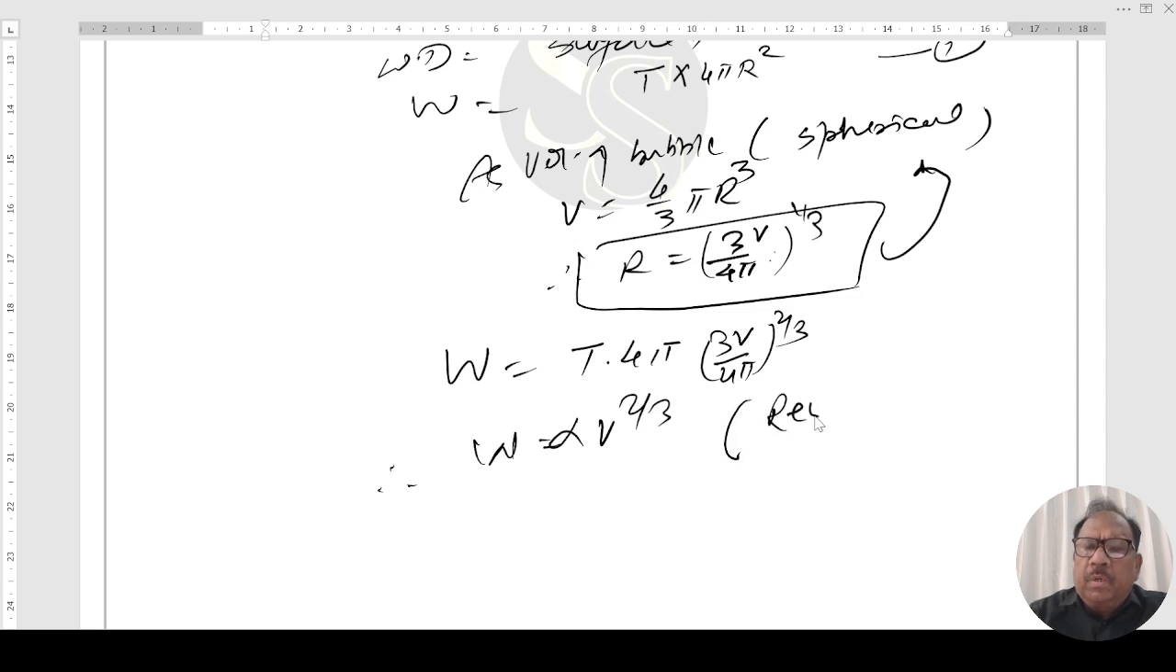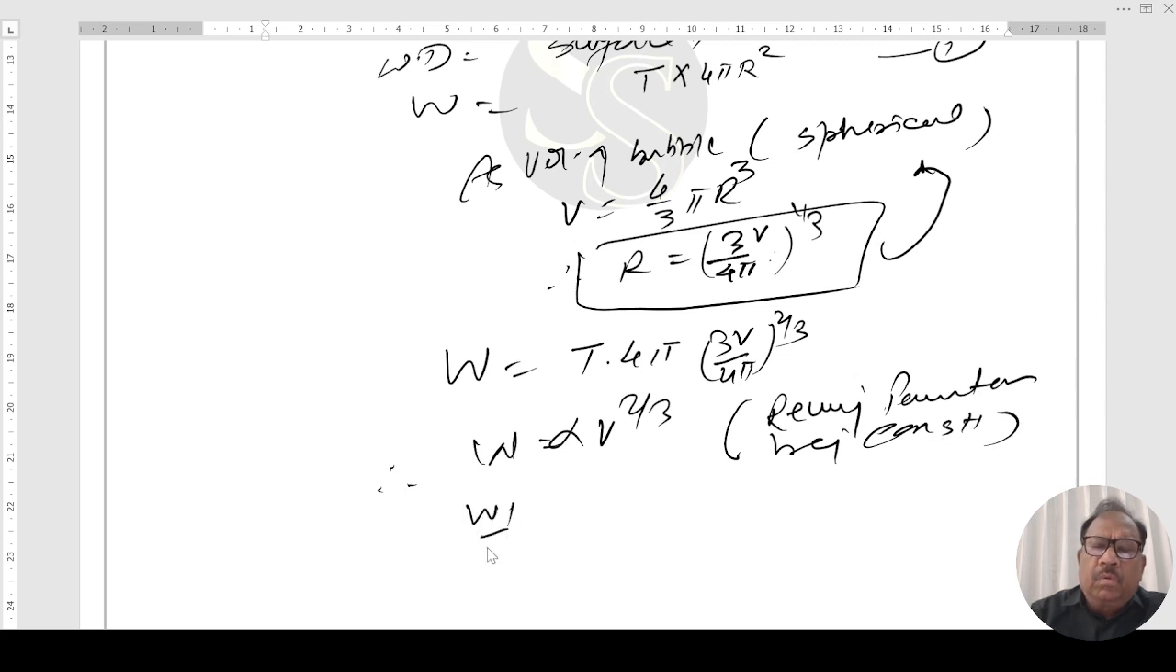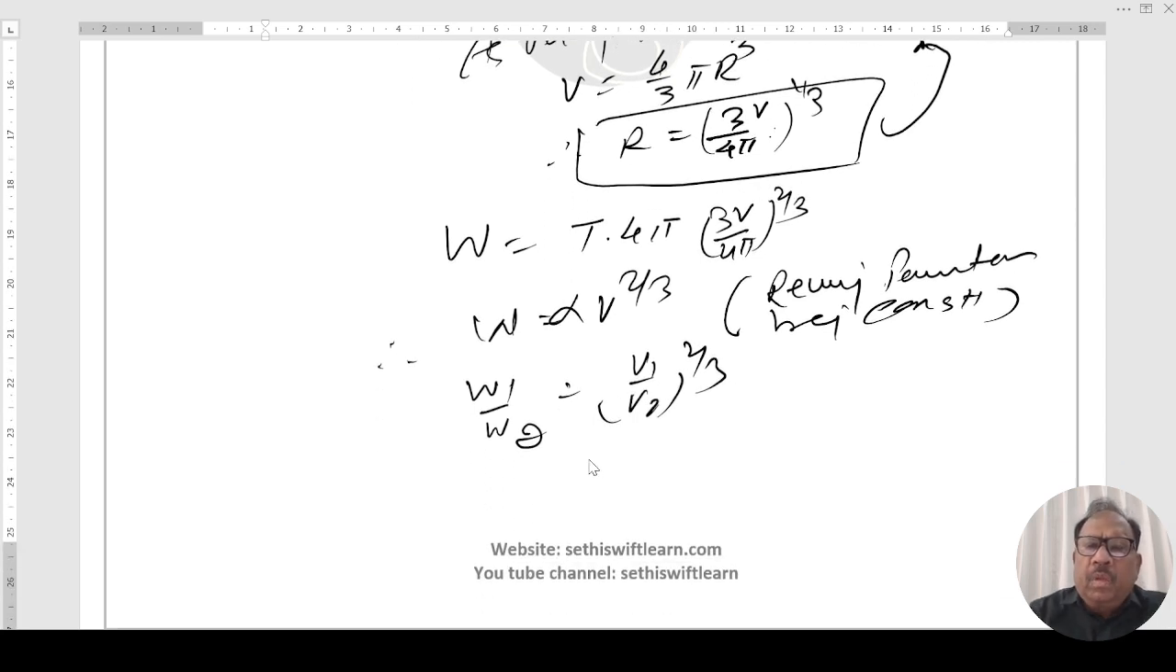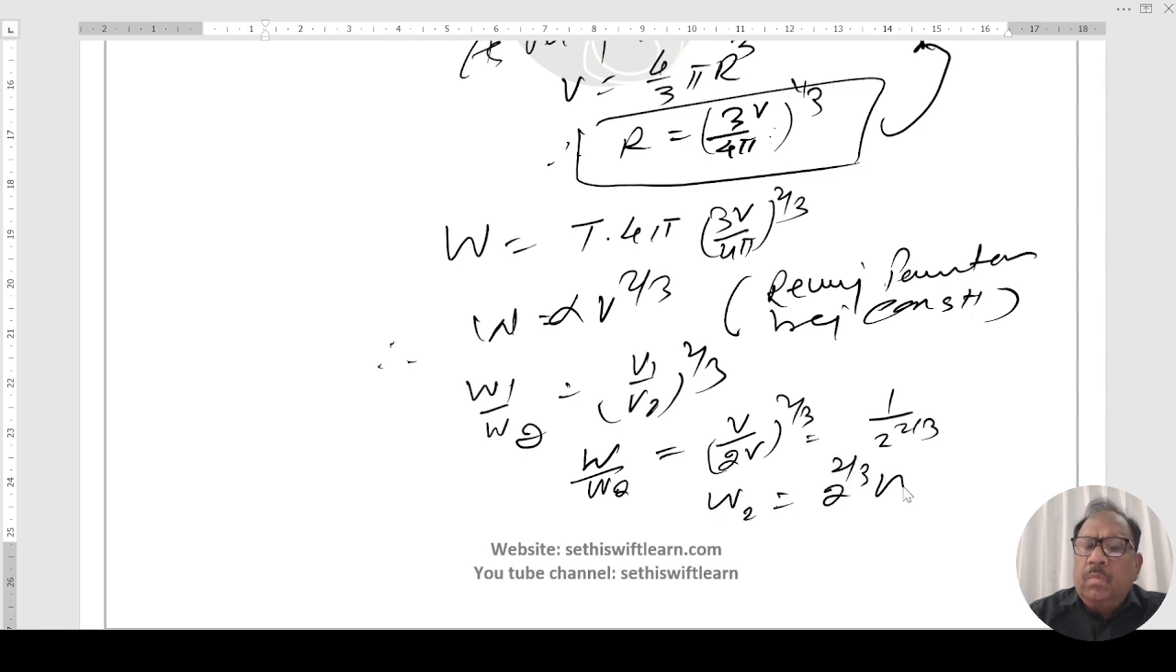Remaining parameters being constant, W1 over W2 is equal to (V1 over V2) to the power 2 by 3. Then W upon W2 is equal to (V upon 2V) to the power 2 by 3, that is 1 over 2 to the power 2 by 3. So W2 is equal to 2 to the power 2 by 3 times W.